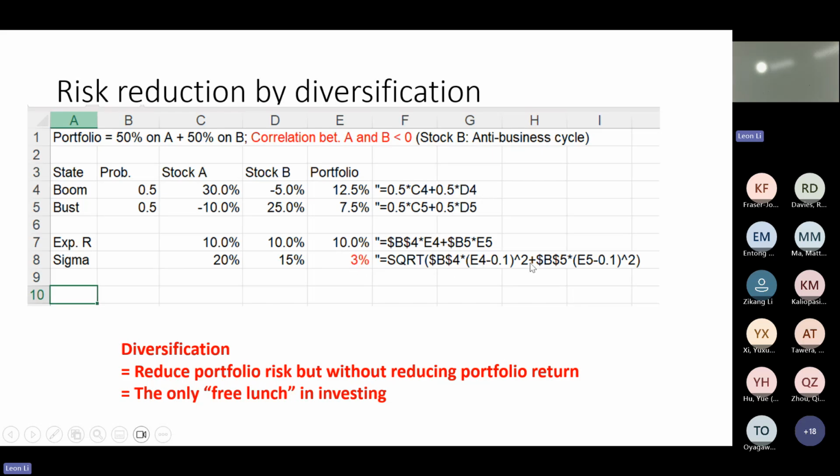You can see this is the calculation. We take the deviation from ER, the expected return. Next, square the deviation. Next, take the weighted average using the probability of the state. Finally, the square root. In the example, you can see diversification can reduce the risk without reducing portfolio return. For me, this is the only free lunch in investing.